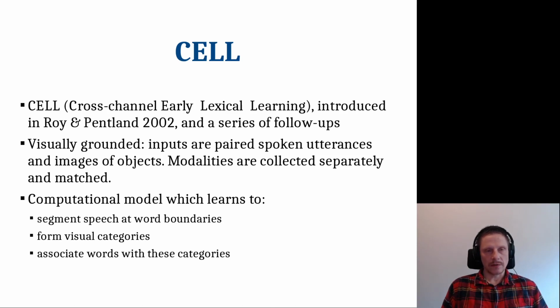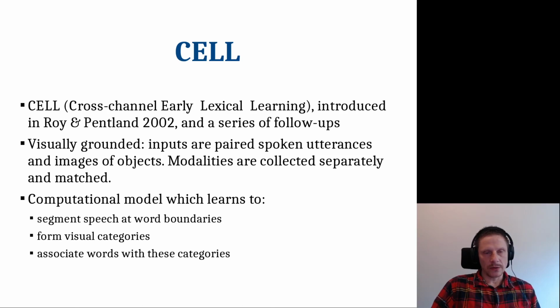So the language here was visually grounded. The inputs to the model were paired spoken utterances and images of objects. However, the modalities were collected separately and matched afterwards. In this case, as far as I understand, the spoken utterances were extracted from a corpus of child-directed language, and then images of objects which appeared in these utterances were created separately and matched to the utterances.